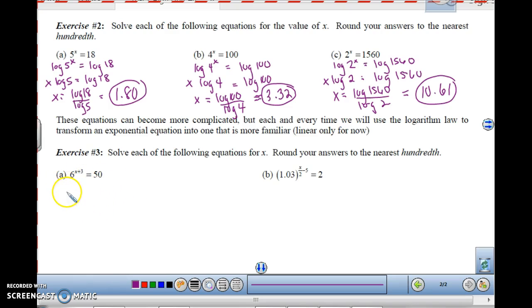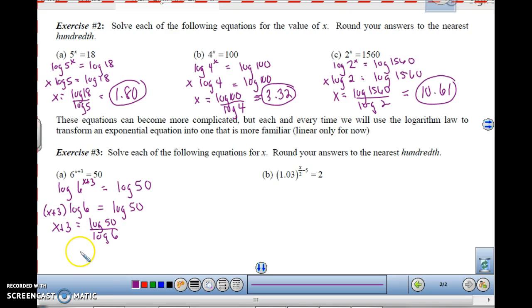Let's solve it. We want to take the log of both sides: log of 6 to the x plus 3 equals the log of 50. All right, use the exponent rule, with x plus 3 in parentheses so I don't accidentally do something I shouldn't. All right, and this will be (x plus 3) times log of 6 is equal to the log of 50. Now I want to solve this for x. I can distribute this if I want to, but I'm going to just divide. So I'm going to say x plus 3 is equal to the log of 50 over the log of 6.